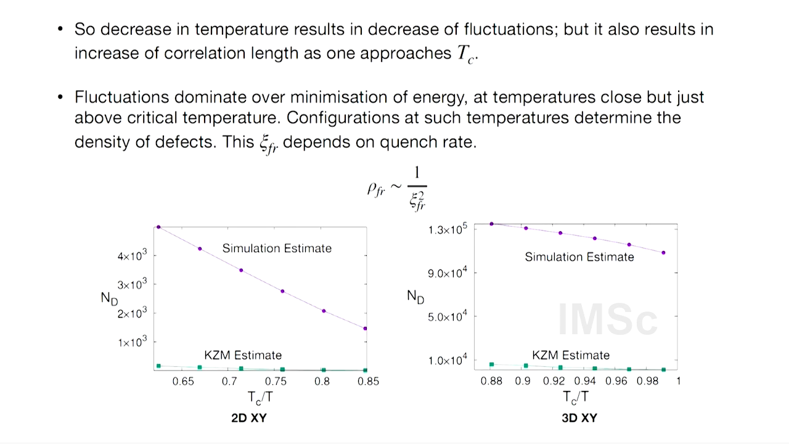So now there is a competition: as one decreases the temperature, the fluctuations will decrease, but at the same time the correlation length increases as one approaches the critical temperature from above. The question is whether the fluctuation will decrease faster or whether the domain size will get larger. So what happens to the geodesic rule?